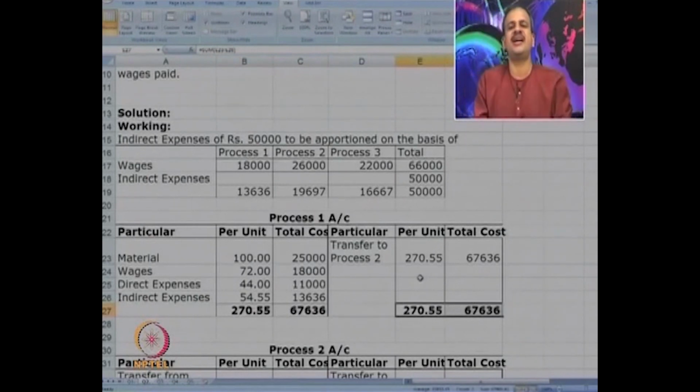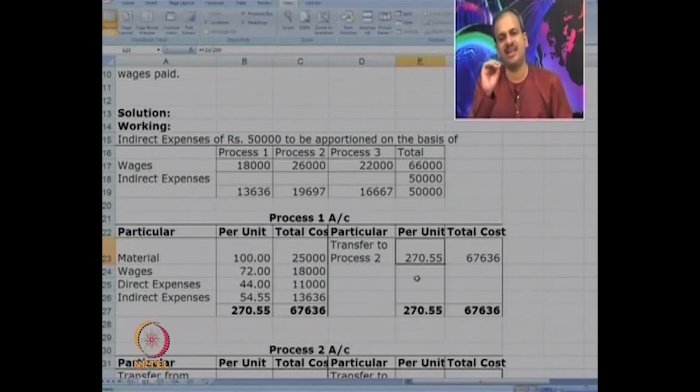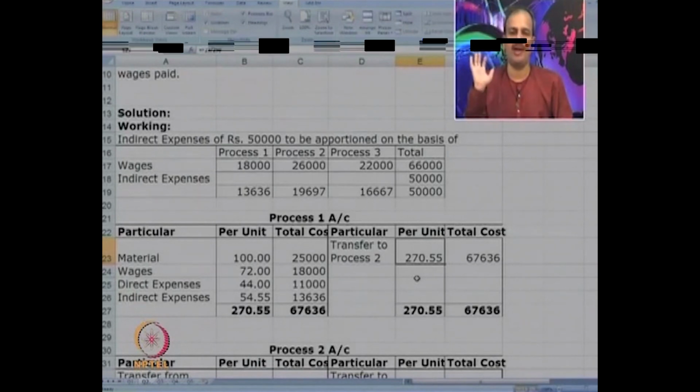Now on the credit side, we are going to transfer this entire cost to process 2. So transfer to process 2 and we get per unit as 270. So 67,636 upon 250. So I get 270.55. Is it okay? Are you getting me? So here I think it will be clear to you how a particular process account can be prepared.